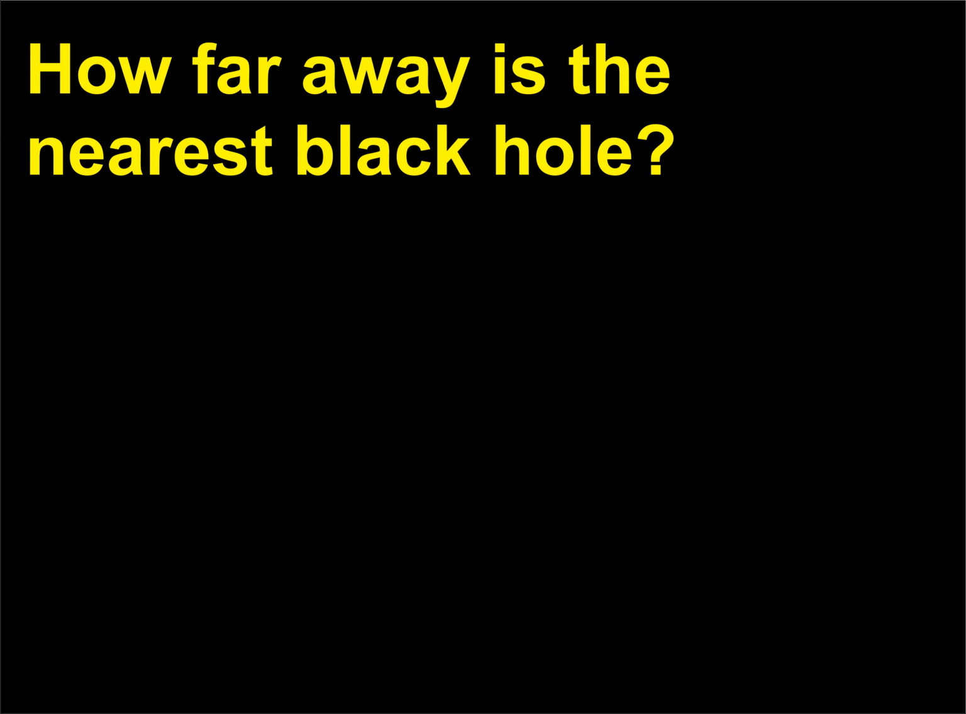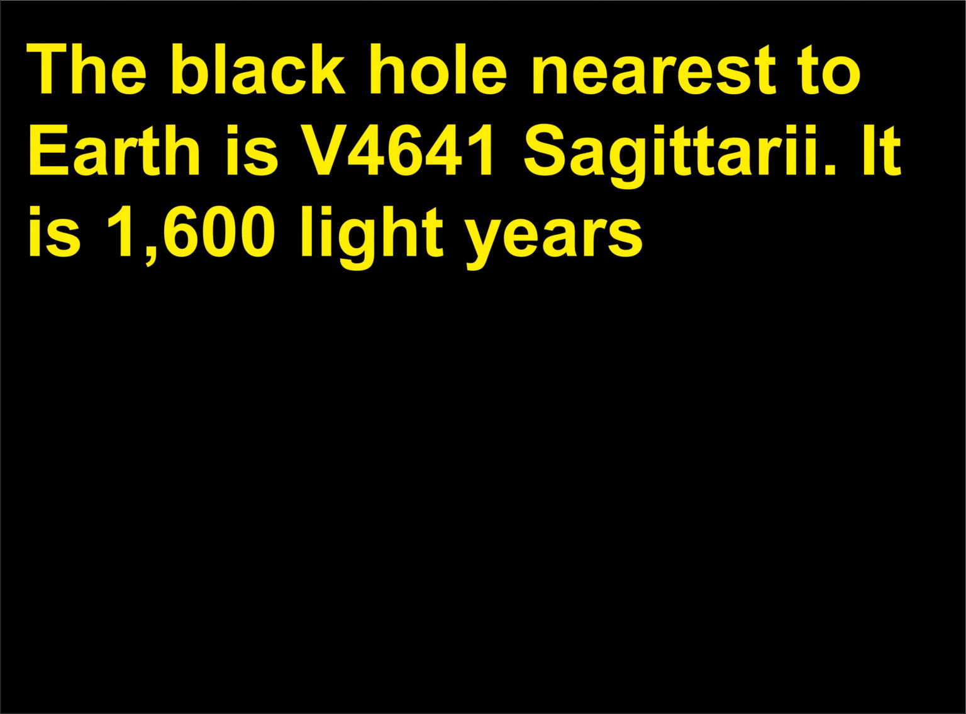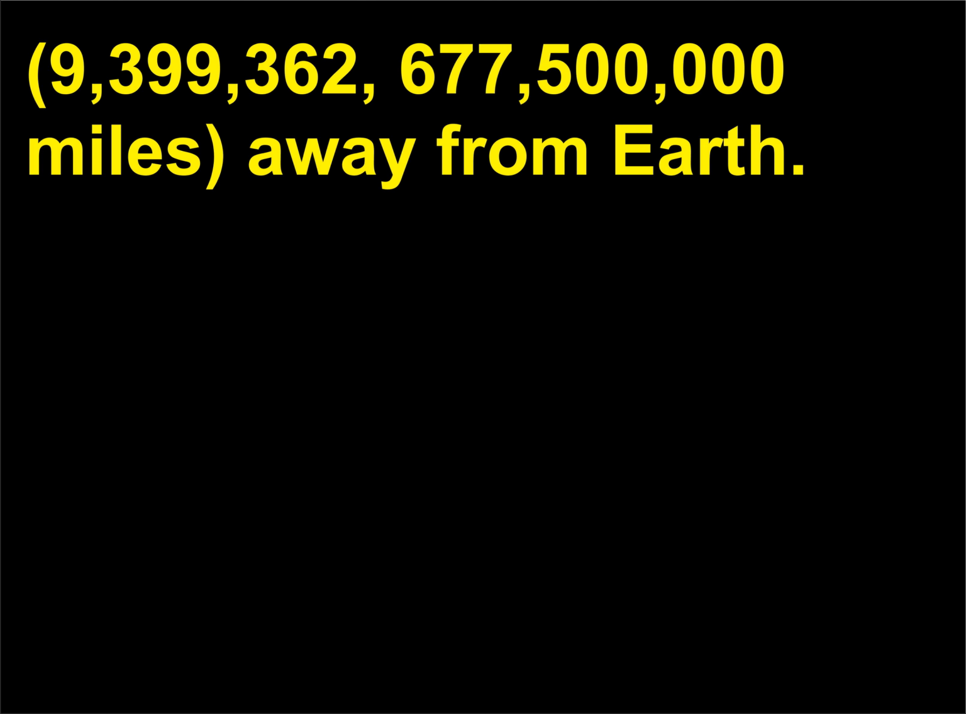How far away is the nearest black hole? The black hole nearest to Earth is V4641 Sagittarii. It is 1,600 light-years, or 9,399,362,677,500,000 miles, away from Earth.